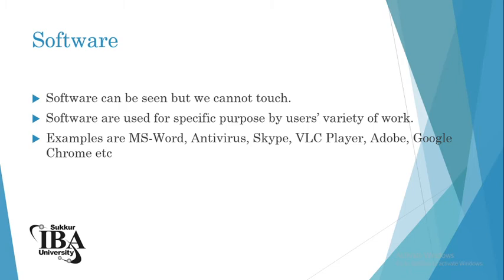Skype, VLC Player, K-Lite codec, or AudioJet. These are examples of different players. Adobe Photoshop, etc., you can use for images. Google Chrome, Opera, UC Browser, and a number of browsers are available. So you can use any one according to your choice.